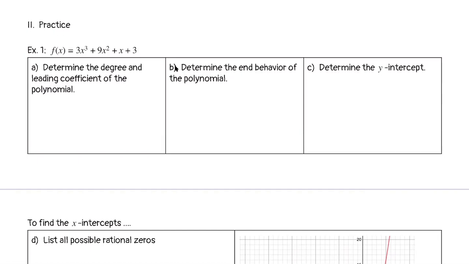All right, so parts A, B, or C. Can someone give me an answer for any part, A, B, or C? Our leading coefficient is 3. Leading coefficient is 3. Good, very nice.